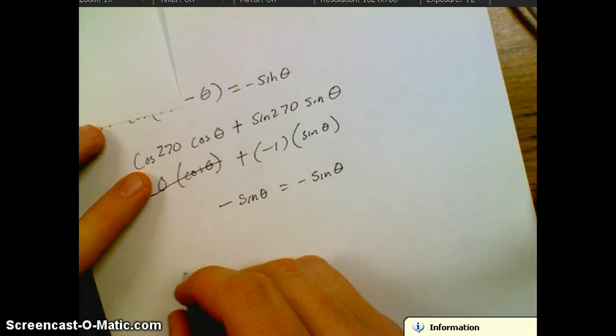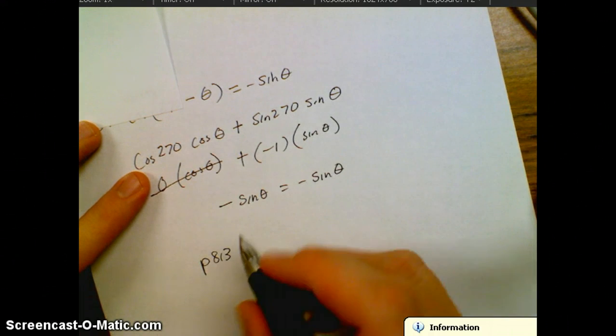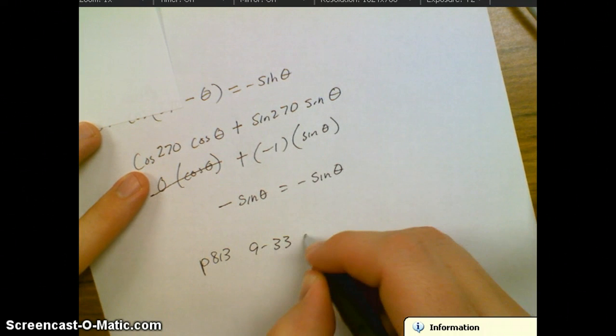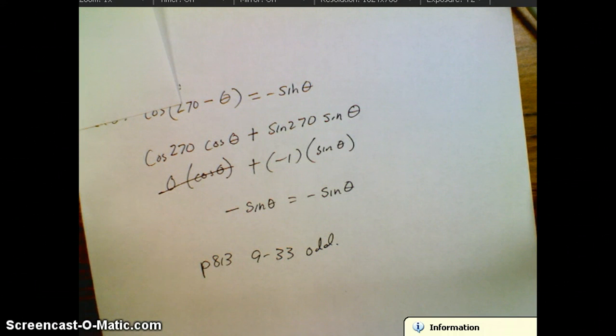Then your homework for tomorrow, page 813, 9 through 33, odd. Due on Tuesday when you get to class.